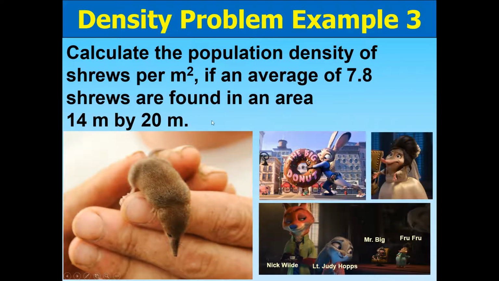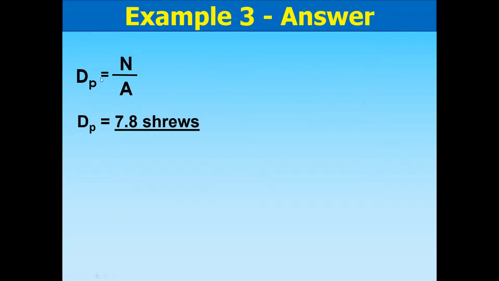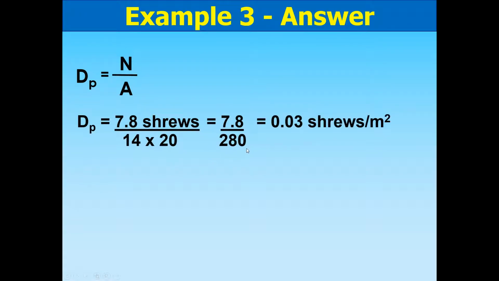Let's do one more. Calculate the population density of shrews per meter squared if an average of 7.8 shrews are found in an area of 14 meters by 20 meters. Again, start with the formula. Put in the numbers you know. There's 7.8 shrews in an area of 14 by 20. Let's start by multiplying the 14 by 20 and then divide 7.8 by 280 to get 0.03 shrews per meter squared.